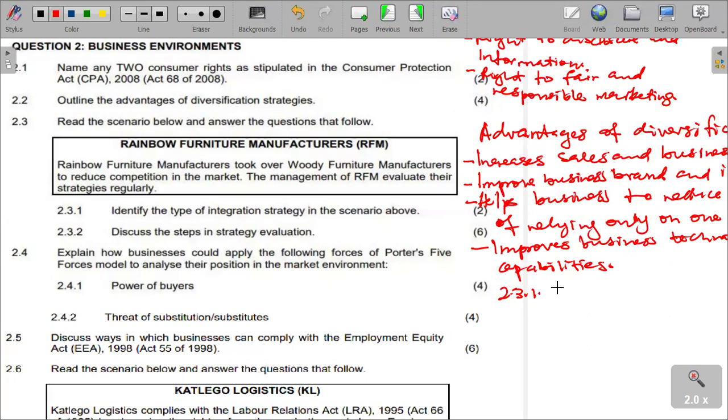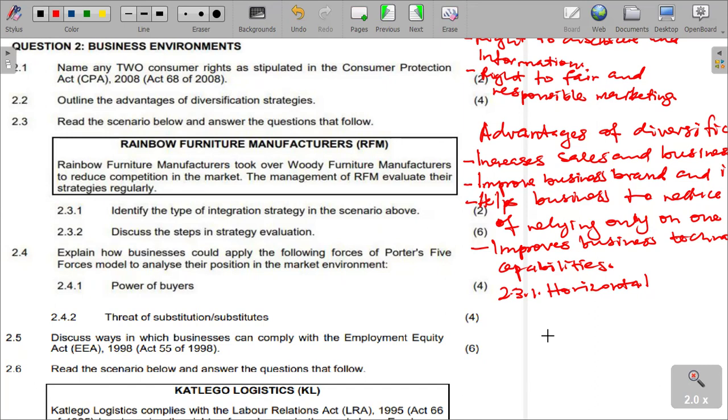2.3.1. This is called horizontal integration. It's called horizontal integration because the businesses are in the same operating environment, at the same operating business level. We are saying they do the same kind of business. So in order to reduce competition, Rainbow Furniture took over the wood furniture. Hence it is called horizontal integration strategy.